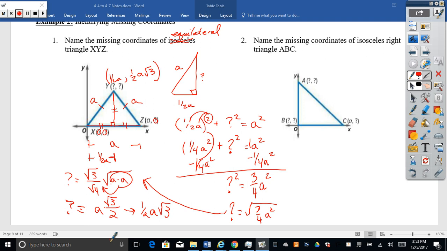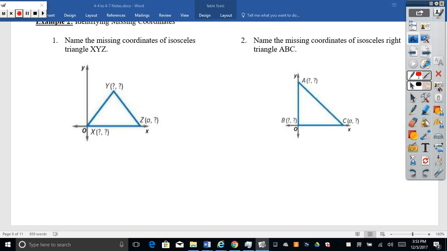All right, now, excuse me. Let's take a look at the second one here. If we look at number 2, it says name the missing coordinates of the isosceles right triangle, okay? Now, on my screen right here, it's a little fuzzy. It looks like that's an A right there. So as I look at this, I'm going to put down that that length is A. Now I know that I'm not going anywhere on the y-axis, up or down, so this just becomes a 0.